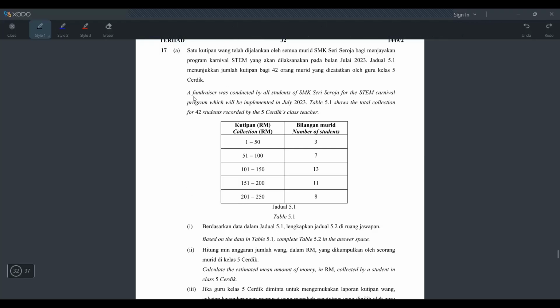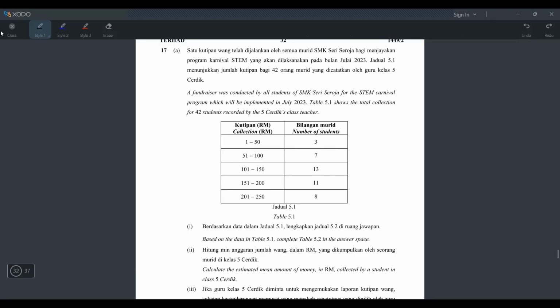17. Let's read the question. A fundraiser was conducted by all students of SMK Seri Saroja for the STEM Carnival program, which will be implemented in July 2023. Table 5.1 shows the total collection for 42 students recorded by the 5 Cerdik class teacher. This is group data. This is measures of dispersion for group data. Why do I say group data? Because there are classes. You see, this one we call a class.